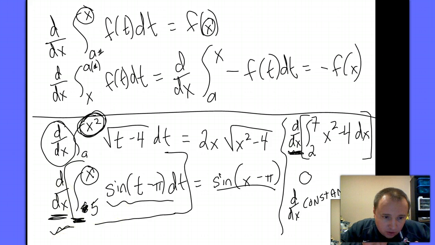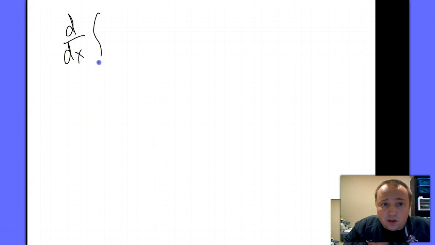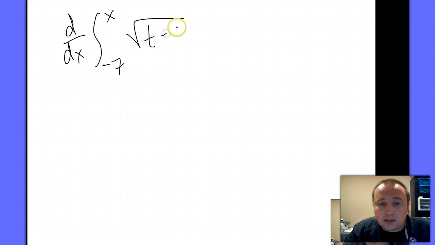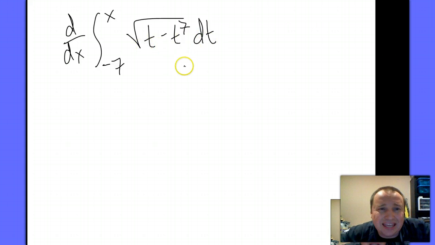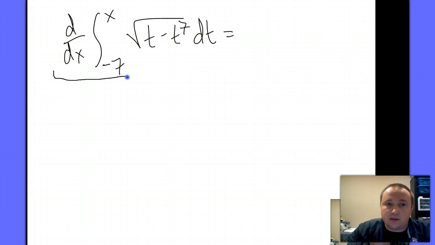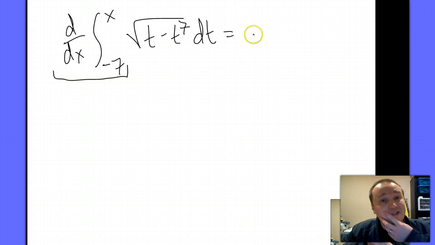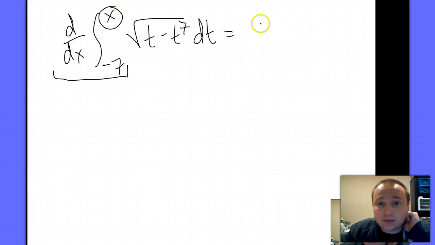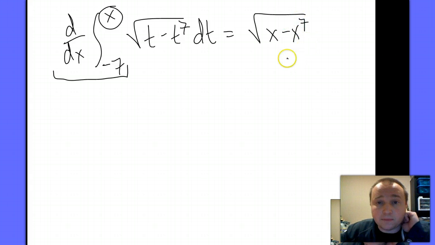So to recap, to make sure we've got the basic idea down: the derivative of the integral from negative 7 to x of square root of t minus t to the 7th dt. Well, it's hard to take the antiderivative of that, so I can't really do it. So I have to use the second fundamental theorem. And the fundamental theorem says, as I take the derivative of an antiderivative that goes to an upper bound of x, I just plug it in.